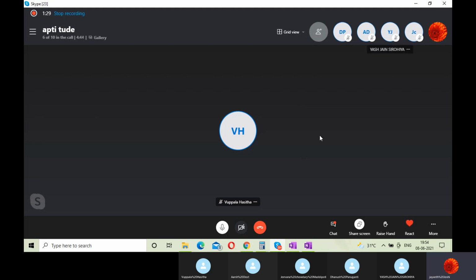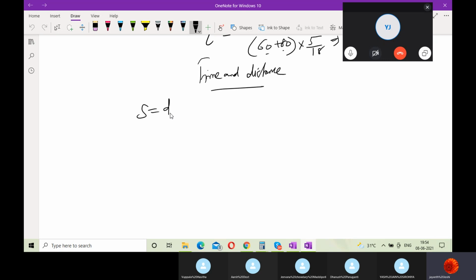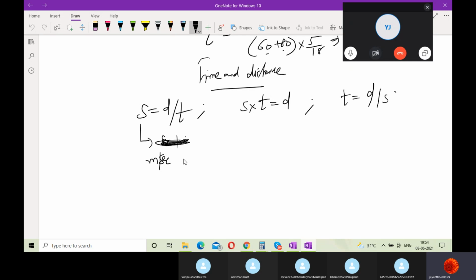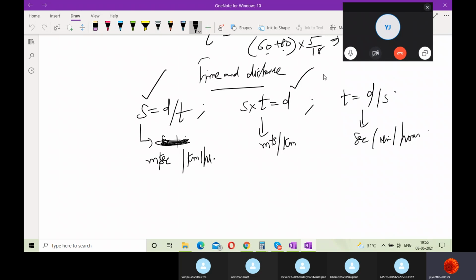See, as all of you may be knowing, speed is equal to distance by time. Speed into time is distance, and time is equal to distance by speed. Speed we can measure in terms of meters per second, or in terms of kilometer per hour. Distance we can mention in terms of meters or kilometers. Time we can mention in terms of seconds or minutes or hours. So these are the three units of speed, distance, and time.